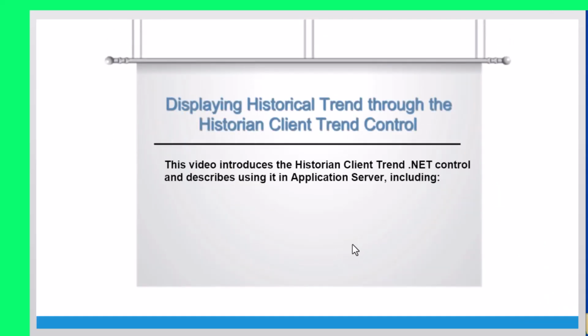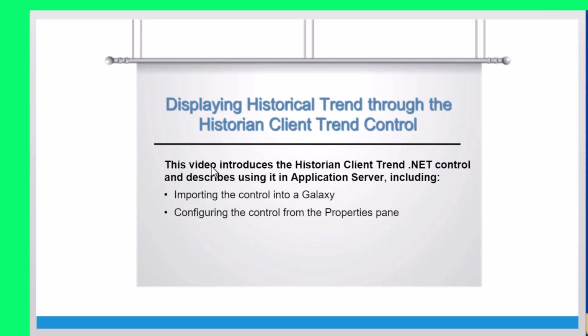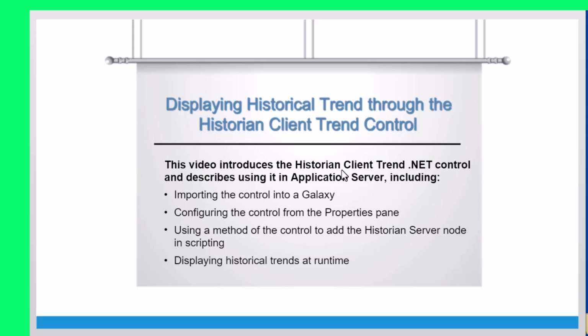This video introduces the Historian Client Trend.NET control and describes using it in Application Server, including importing the control into a Galaxy, configuring the control from the Properties pane, and using a method of the control to add the Historian Server node in scripting. It also shows how to display historical trends at runtime.